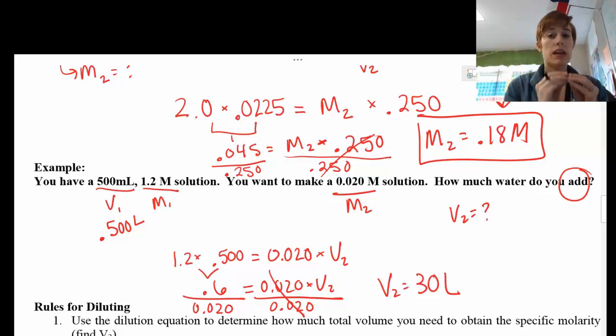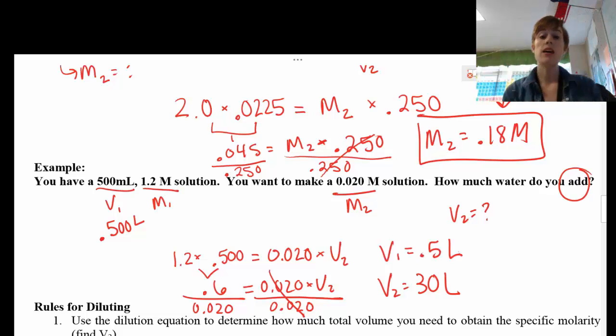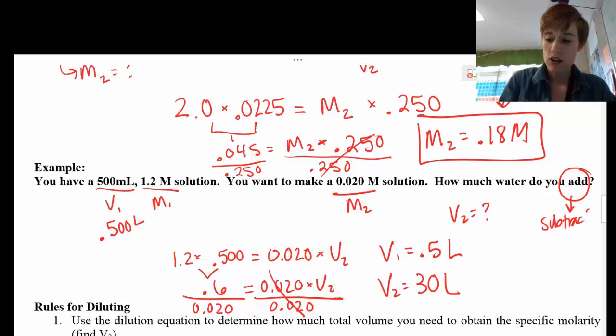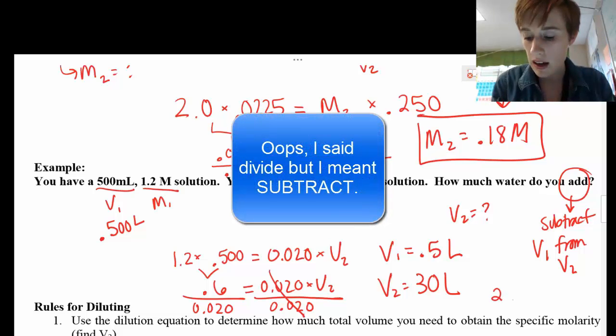So let's think. At the beginning, my volume was 0.5 liters. At the end, it was 30 liters. So essentially, to figure out how much water you add, it's a subtraction problem. You're going to subtract V1 from V2 to figure out how much you have to add. So I take 30, subtract 0.5, and I get 29.5 liters was added.